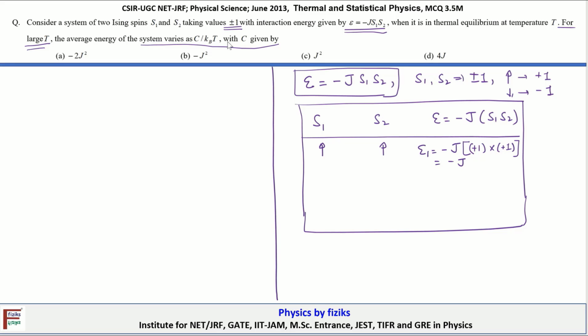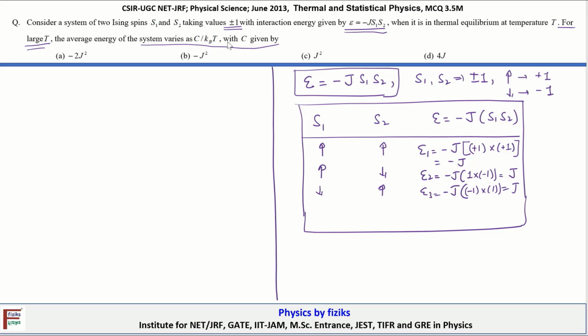Similarly, when one spin is aligned in the upward direction and the other in the downward direction, the corresponding interaction energy E2 will be minus J, 1 multiplied by minus 1, because minus 1 is for the spin aligned in the downward direction. That gives us plus J. For the other case, when the first spin is in the downward direction and the second spin in the upward direction, E3 will be minus J multiplied by minus 1 times plus 1, again plus J.